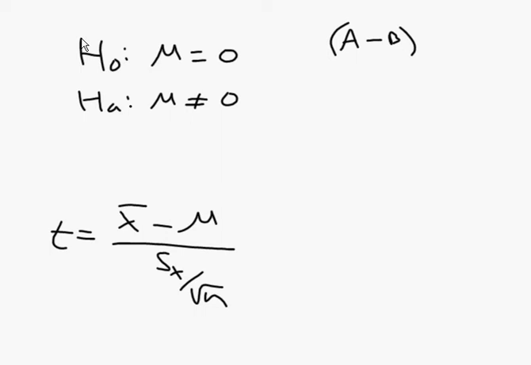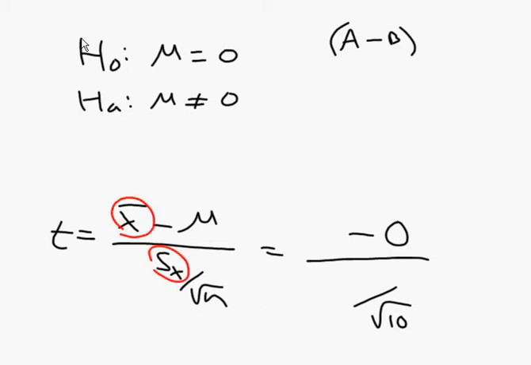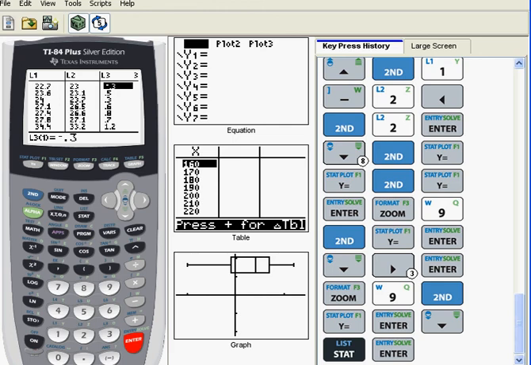Okay? Now, you'll notice there's lots of things in here we don't know right now. We know mu equals 0, but we don't know x bar. We don't know S of x. We do know n. We know that's root 10, and hence the root of 10. But to get these things, so these things are in list 3. We can find them. So here we go.